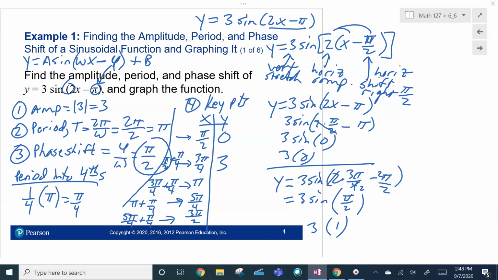I got sine of 2 times pi. 2 pi minus pi is pi. Sine of pi is 0. 0 times 3, 0. So 0, 3, 0.